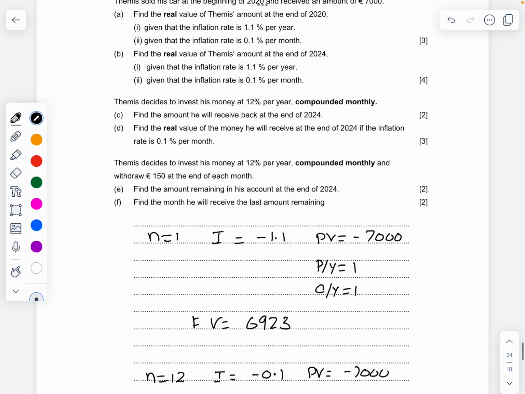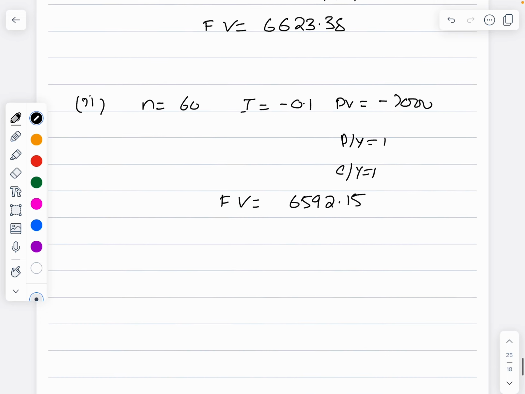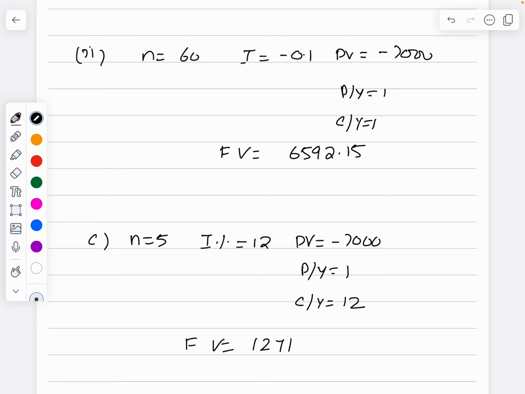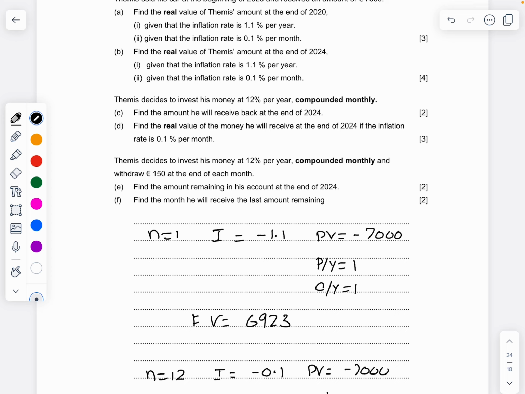Themis decides to invest the money at 12% per year, compounded monthly. Find the amount he will receive back at the end of 2024. So for part C, n equals 5, I% equals 12, PV equals minus 7,000, P/Y equals 1, C/Y equals 12. Then the final value will become 12,716.88.